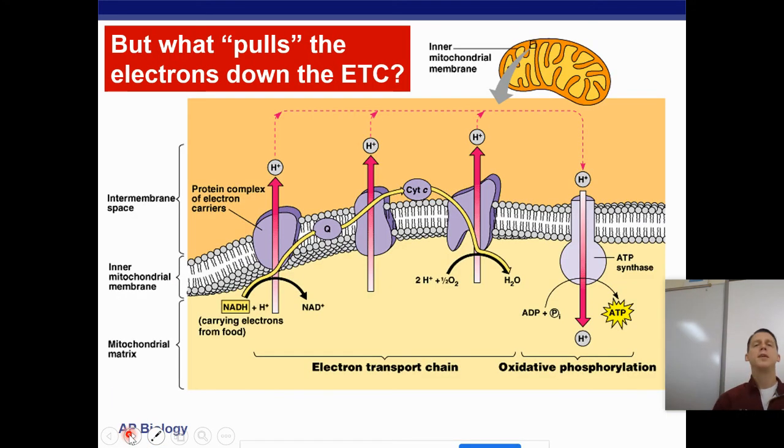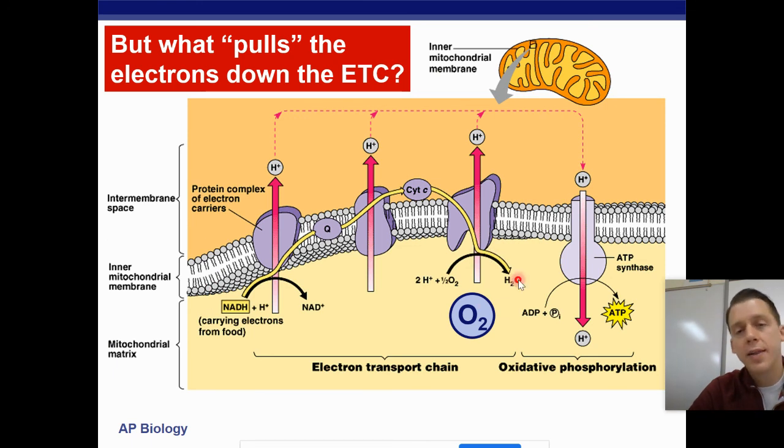So what pulls the electrons down the electron transport chain? Oxygen. We have to have oxygen to make this work. Oxygen is what is basically going to be found at the end of the ETC. It's going to be right here, and that is what pulls the electrons down, and then it reacts with the electrons to make water. If there was no oxygen found at the end, the electron transport chain would stop, and nothing would happen. There would be no pumping, there would be no gradient, and therefore there would be no ATP production.